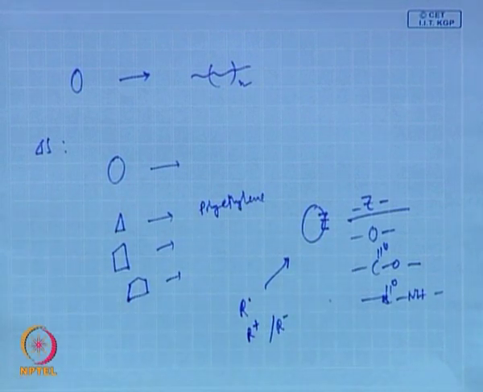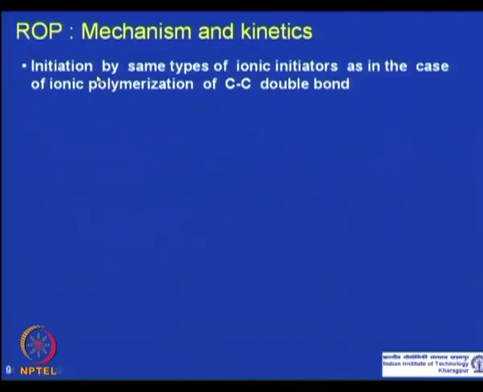In the case of ring opening polymerization, the initiation is done by the same types of ionic initiators as in the ionic polymerization of carbon carbon double bonds. We have discussed in length the cationic and anionic polymerization of carbon carbon double bonds, and the same types of initiators will be used to polymerize the cyclic rings by ring opening polymerization. So, a radical initiator is not applicable in the case of ring opening polymerization.